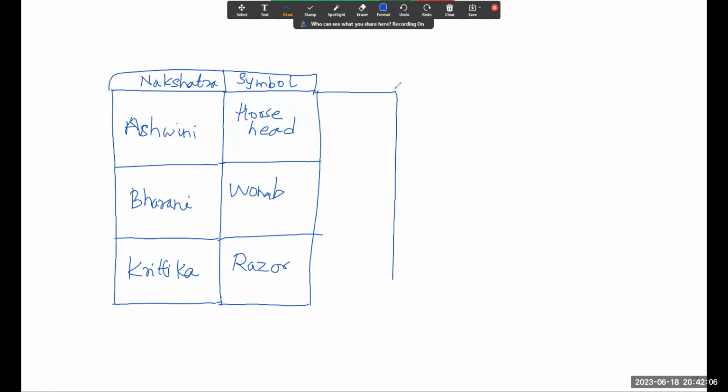Then who is the ruler or lord? Ashwini brothers. No, the ruling planet, planetary lord. Ketu. For Bharani? Venus. Yes. For Kritika? Sun. Yeah, Sun is correct.